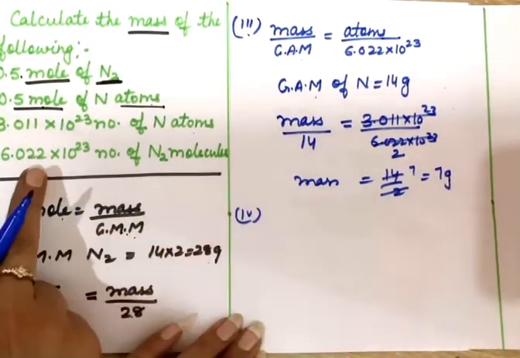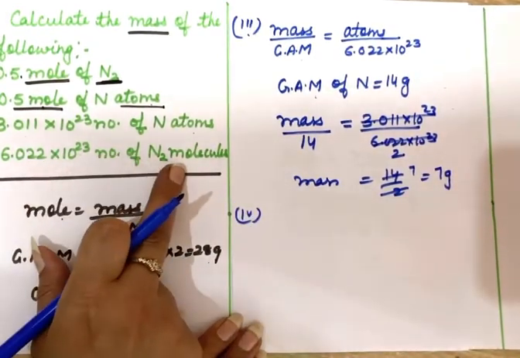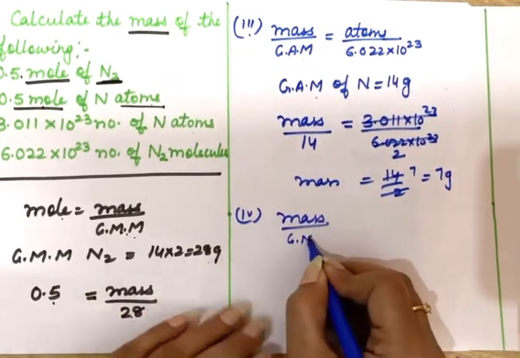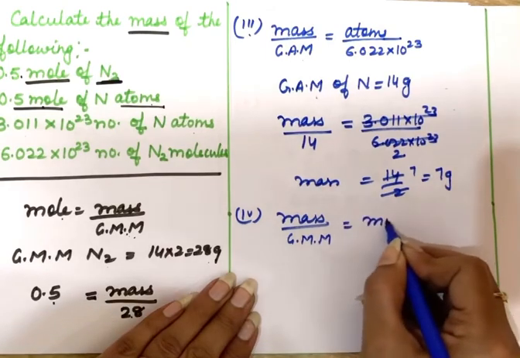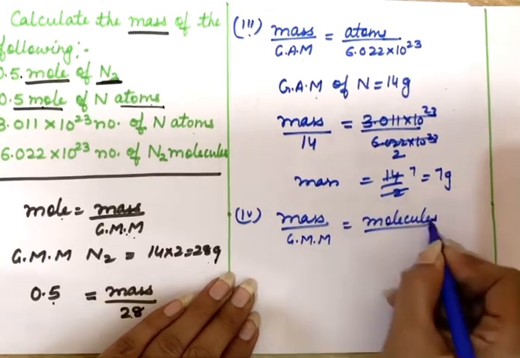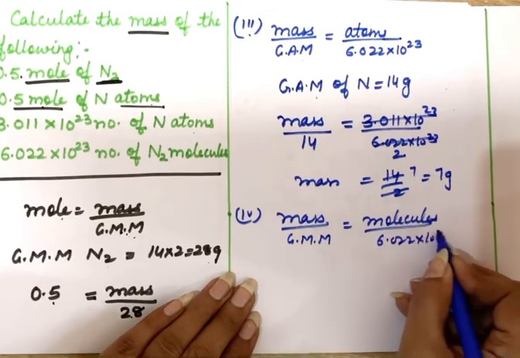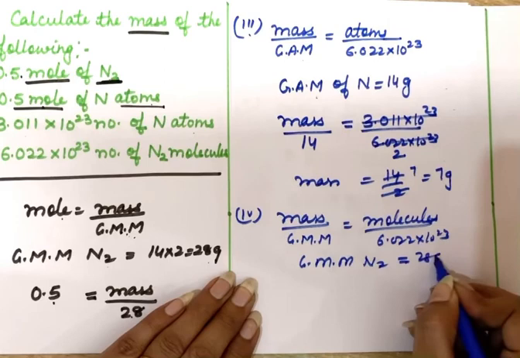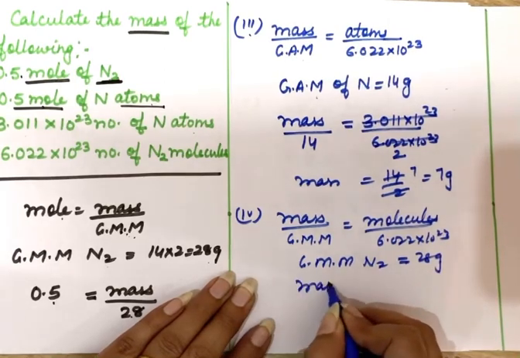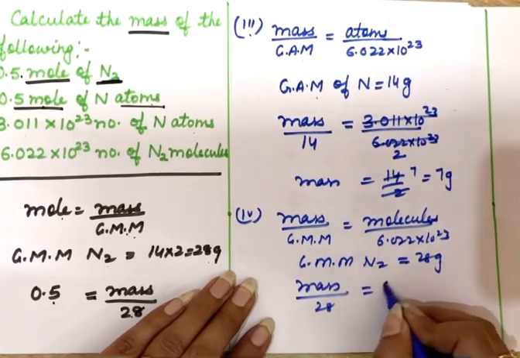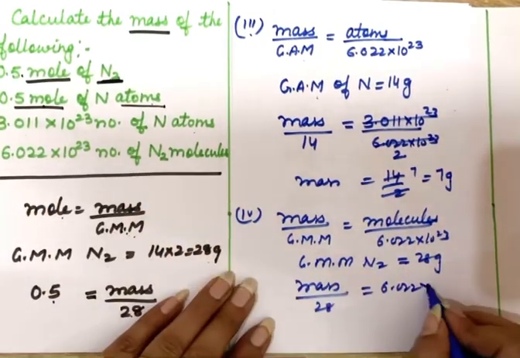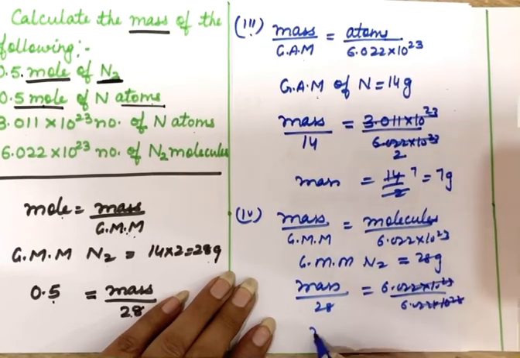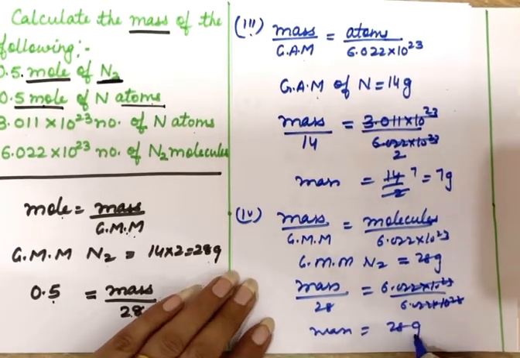Fourth part. Now here this many molecules are given. So mass we have to find out, the formula is mass upon gram molecular mass, and here we write molecules upon Avogadro number. The gram molecular mass of nitrogen we know is equal to 28 grams. Fill the value here. Mass we have to find out. 28 into molecules given, which is Avogadro number only. These will cancel out. And mass will be equal to 28 grams, which is the answer.